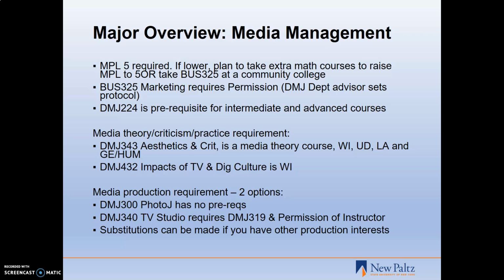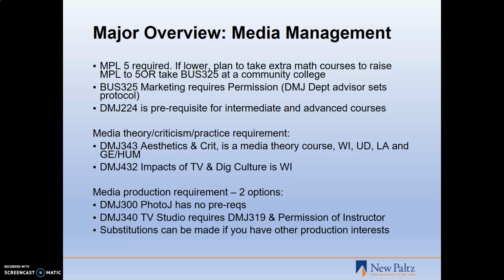For media management, a math placement level of 5 is required. If your math placement level is lower, plan to take extra math courses to raise your MPL to 5 or to take Business 325 at a community college. That's the marketing class. Business 325 marketing requires permission. So the department advisor sets a protocol, so be on the lookout for emails with how to move forward there.